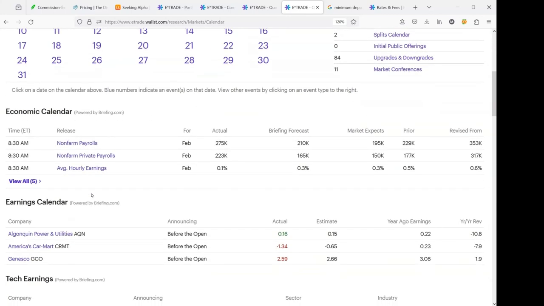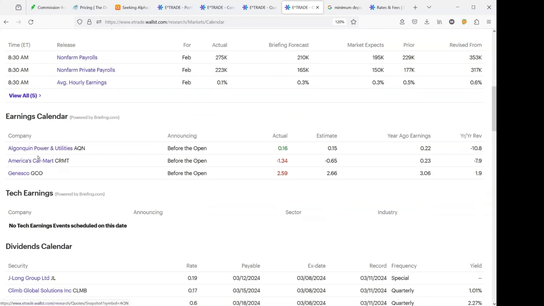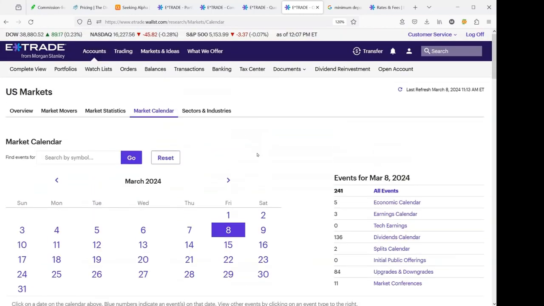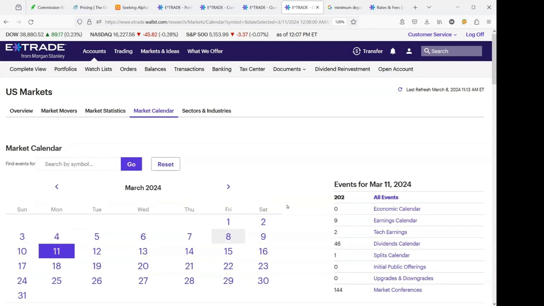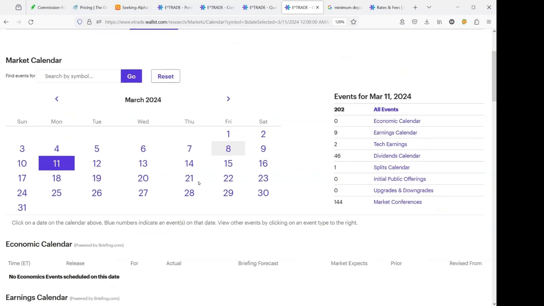So basically, the economic calendar talks about not only the government reports and things like that, but also the earnings that are coming out that day. So that can be extremely helpful. I'm sure that you can see that there's some value associated with this market calendar. So we can click on Monday, and then we can see what we have to look forward to on Monday. There's no economic events scheduled, but we're going to have some earnings, and it's very helpful.